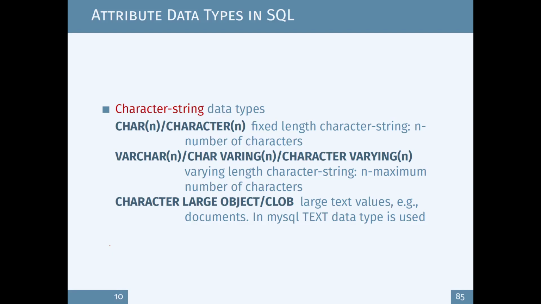Then you can have very large ones. Let's say you want to have documents. In Oracle, if you want to use very large data, then we use something called CLOB, C-L-O-B, which stands for character large object. So the CLOB is used.